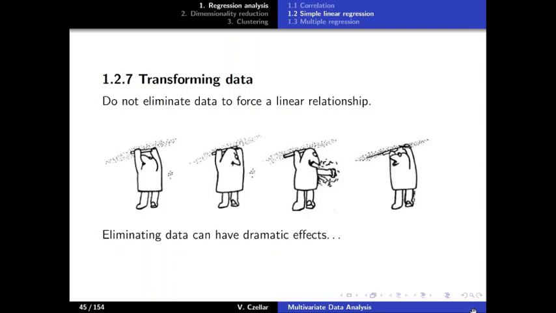Imagine that you have a scatter plot and you would like to fit a regression line to the scatter plot. And imagine that part of the data contradicts your theory, your nice linear relationship. You may be tempted to eliminate that part of the data to force the linear relationship, but this may have dramatic effects. Let me show you what can happen if you eliminate data.